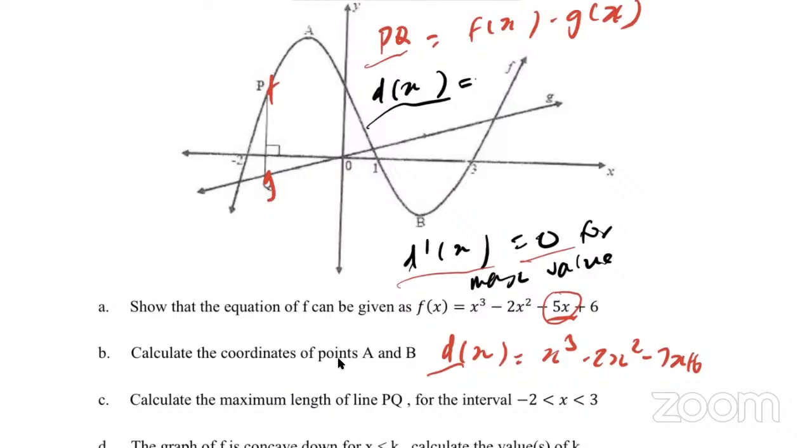So we should then go back to the function d of x equals x to the power 3 minus 2x squared minus 7x plus 6. And then substitute. So we're looking for d of -1. That would be the maximum length. We're going back to the PQ function, and we substitute -1. So we're looking for d of -1.